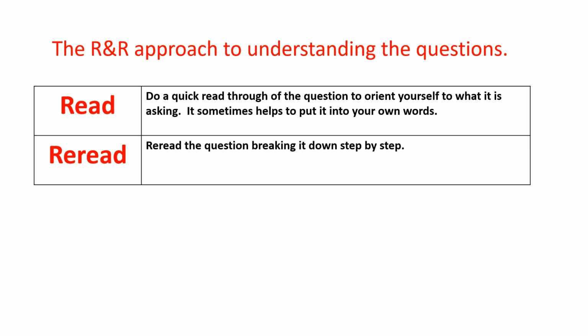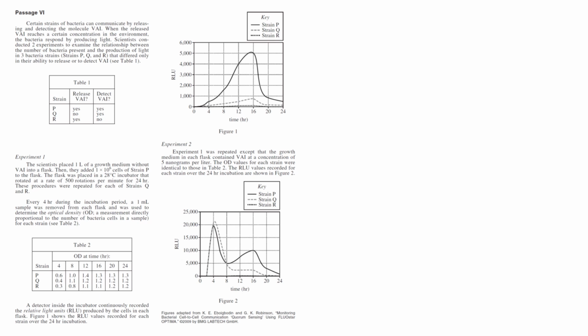You're going to read the question and then reread it, breaking it down step by step. So what we have is, it looks like we have 3 different strains of something. Release VAI, detect VAI, tells us what VAI is up here. We have experiment 1 with the strains again and OD over time. OD is here, optical density. It looks like we have an RLU value and the different strains again, wherever those are testing. Experiment 1 was repeated, so the same thing. You want to know the key differences, except that the growth medium contained a concentration of 5 nanograms per liter. So it looks like it's a different concentration.